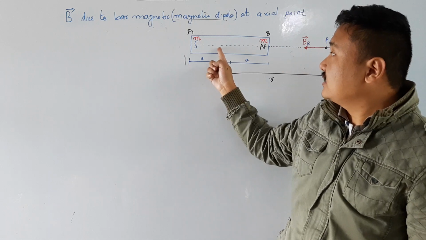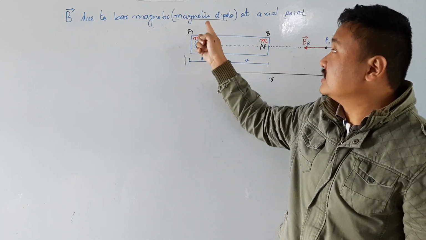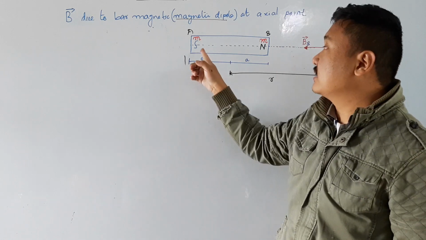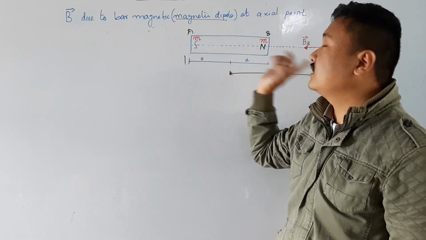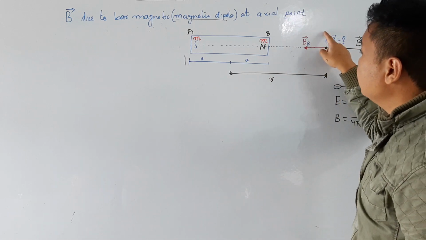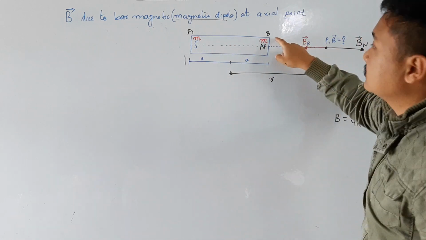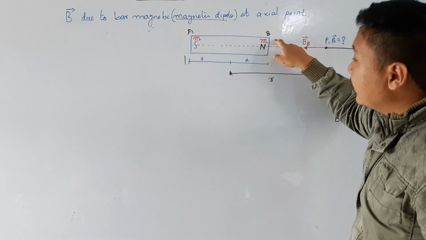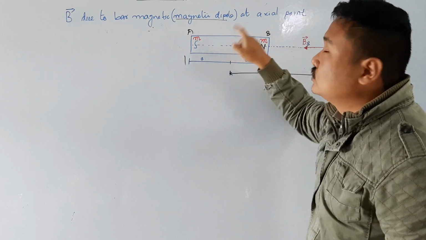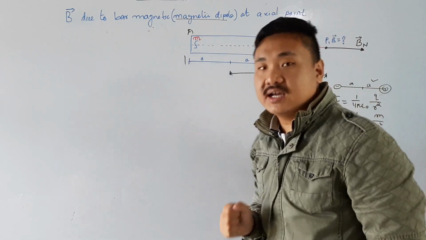This bar magnet you can also call a magnetic dipole, no problem, because here I have got two poles, south pole and north pole. I have considered the point P on the axis of this bar magnet where I want to find the magnetic field due to this bar magnet, right?